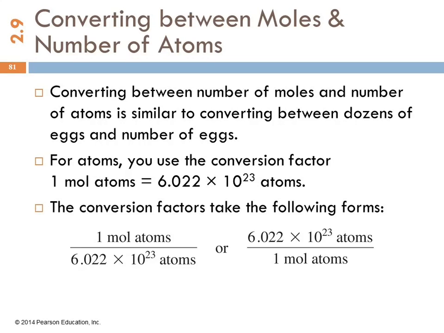When we convert between moles and number of atoms, it's just like converting between dozens of eggs and number of eggs. It's just that we're not using the number 12, we're using this really weird number. We're just using scientific notation, and we get our conversion factors from this. It can be 1 mole per 6.022 times 10 to the 23rd atoms, or we can invert it. But please do not tell me that 1 atom equals 12 moles. That's like saying 1 egg equals 12 dozen eggs. It doesn't make any sense, right?